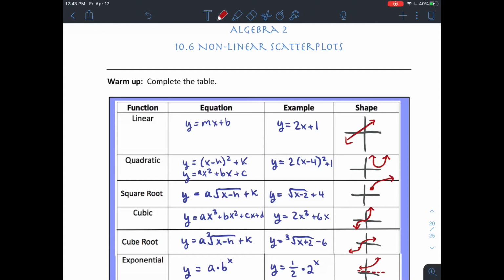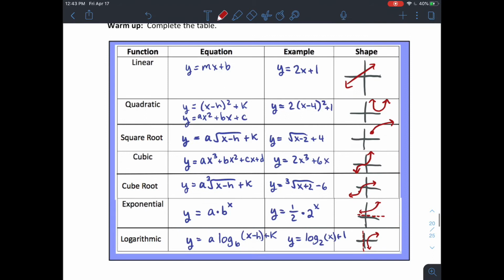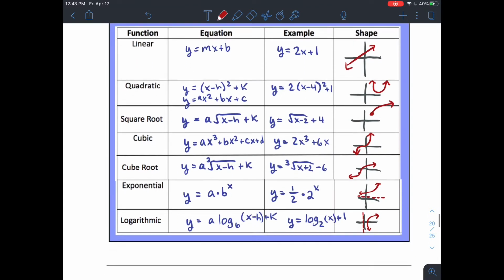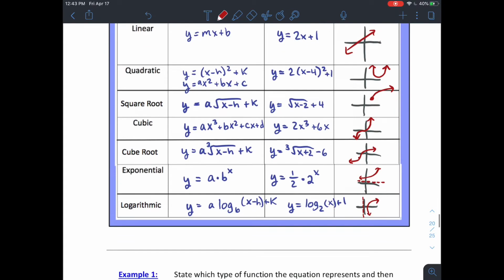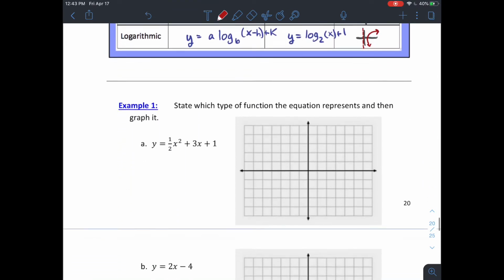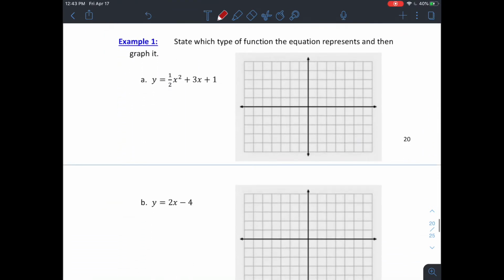We are going to look at some nonlinear scatter plots, which means you need to remember what all of your different graph shapes and types look like. So here's a quick little table with a refresher. You can always download the completed notes and have that handy. So it's going to be a quick recap of all things graphing real quick.